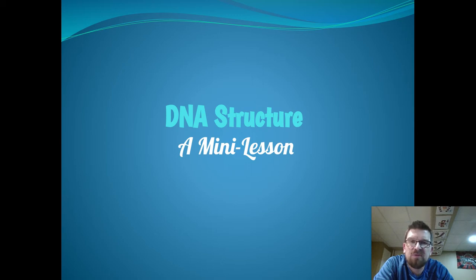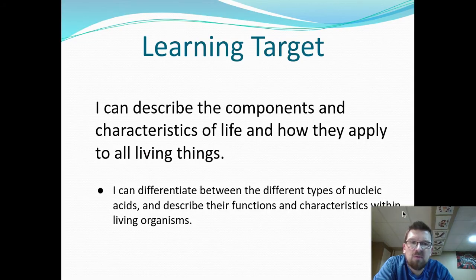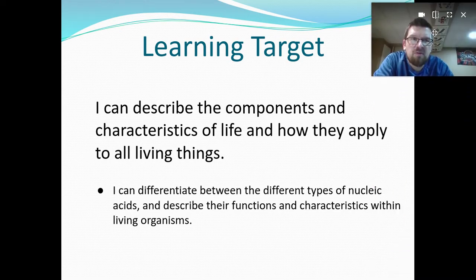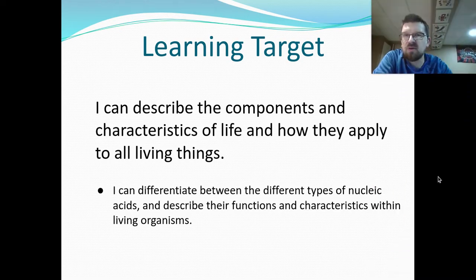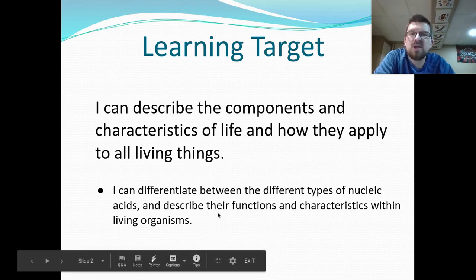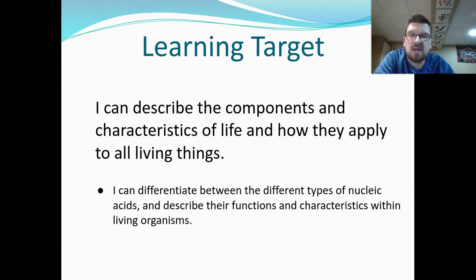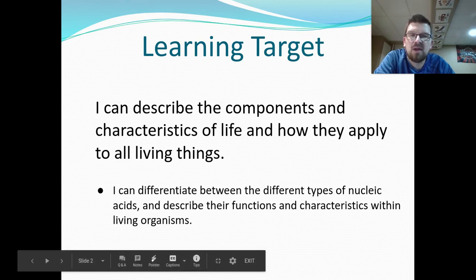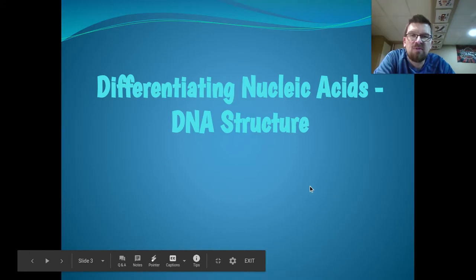So we will see. But again, when we're talking about what we are looking for in our learning targets, you want to describe the components and characteristics of life and how they apply to all living things, is the main target. But here we're looking at differentiating the types of nucleic acids. So we talked a little bit about the macromolecules at the beginning of the year. We'll swing back to that later. But today in this lesson, our goal is to discuss one particular type of macromolecule called a nucleic acid, and specifically DNA, which is deoxyribonucleic acid. Okay, so we're going to talk about DNA structure here today.